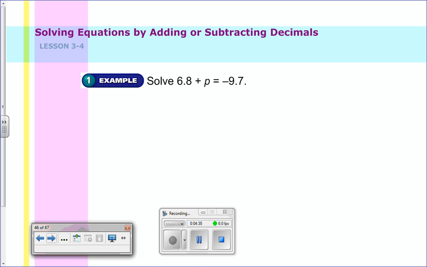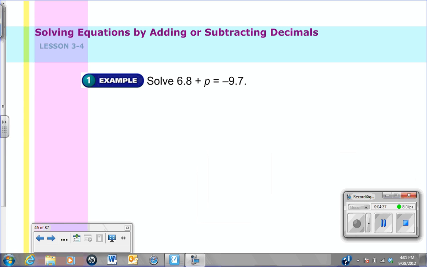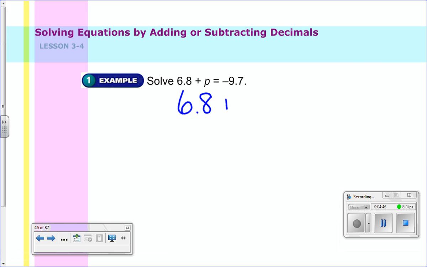Now we have this one. We have 6 8/10 plus p is equal to negative 9 7/10. As I'm doing this problem, talk yourself through it as well. Solve it at the same time. And there's nothing wrong with talking out loud so your family hears you, because a lot of the times that helps you understand what you're doing.